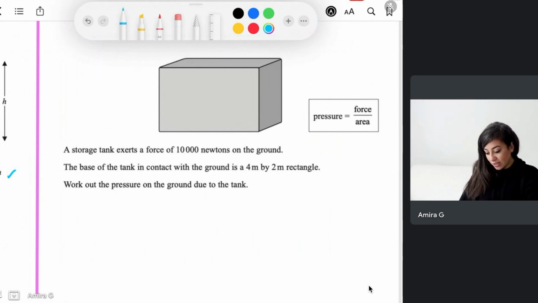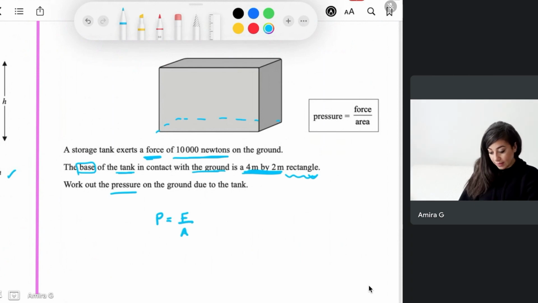So, a storage tank exerts a force of 10,000 newtons. That's just information. The base, this is important, the base of the tank in contact with the ground is a 4 meter by 2 meter. So this over here, and it tells you it's a rectangle. Then it says work out the pressure. Well, we've got the formula. Pressure equals force over area. Now let's carry on. You want to find the pressure equals force, that was 10,000 newtons.